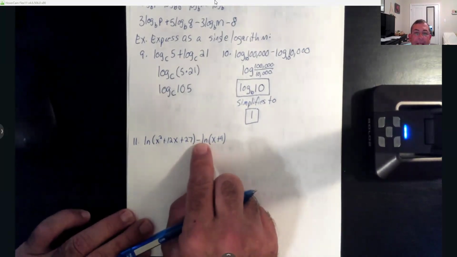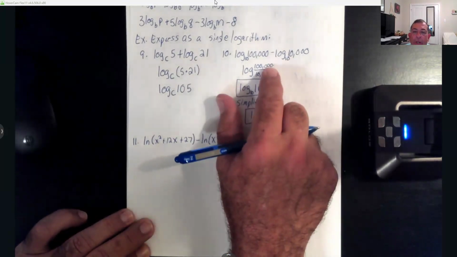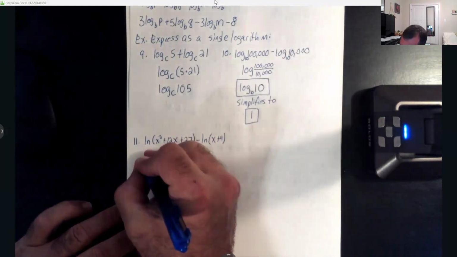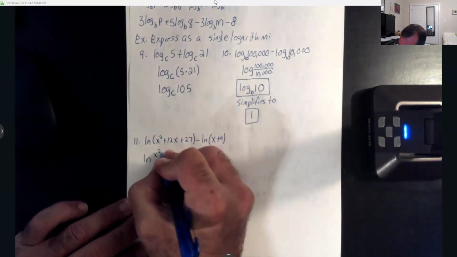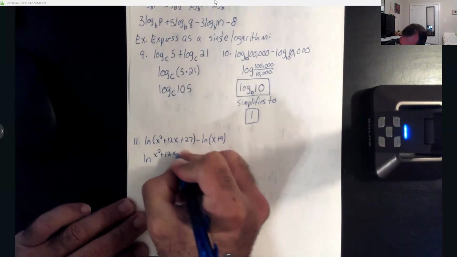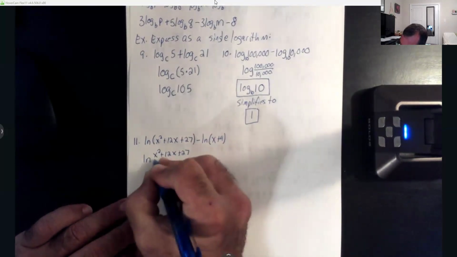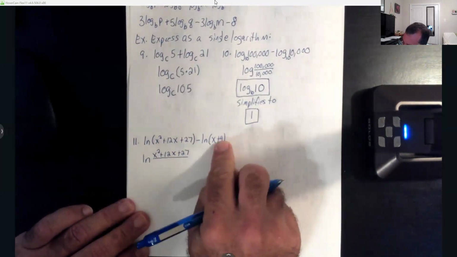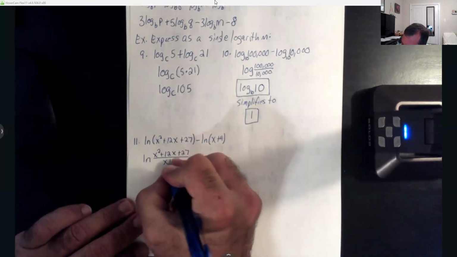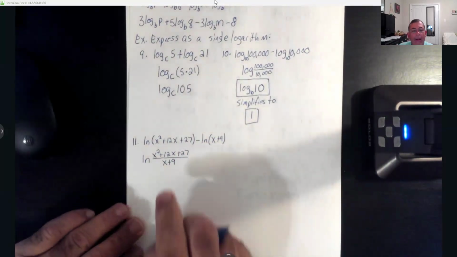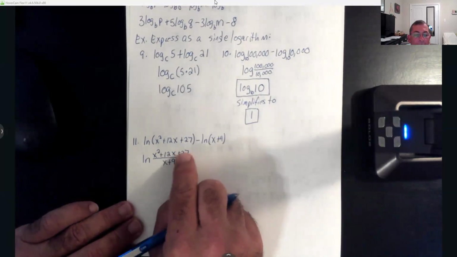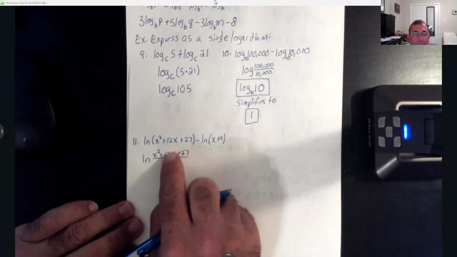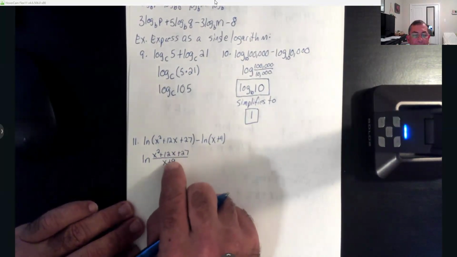So being subtracted, I'm going to rewrite them as a quotient like I did right here. So I'll bring out the ln. On top, I'll have x squared plus 12x plus 27 over my x plus 9. This one's a little tricky because to simplify it, we have to factor the top and see if we get any factors that'll cancel.